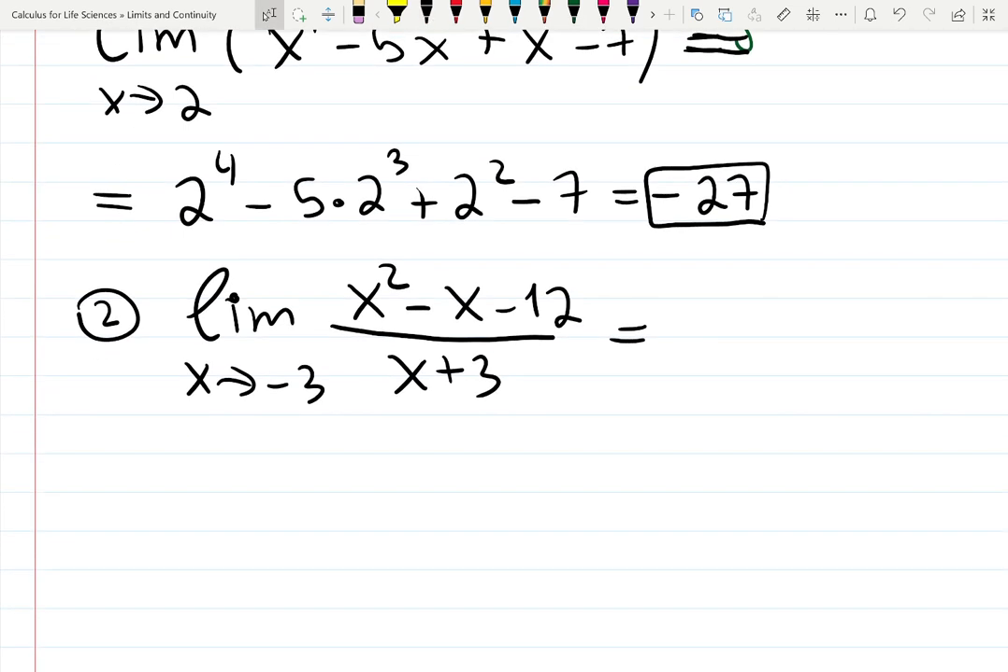So I'm plugging in minus 3. It's going to be minus 3 squared minus 3 minus 12 over what? 0. And that is not good. What is going to be divided by 0? We don't know. If you check a calculator, it will give you an error. And yeah, that is not good.